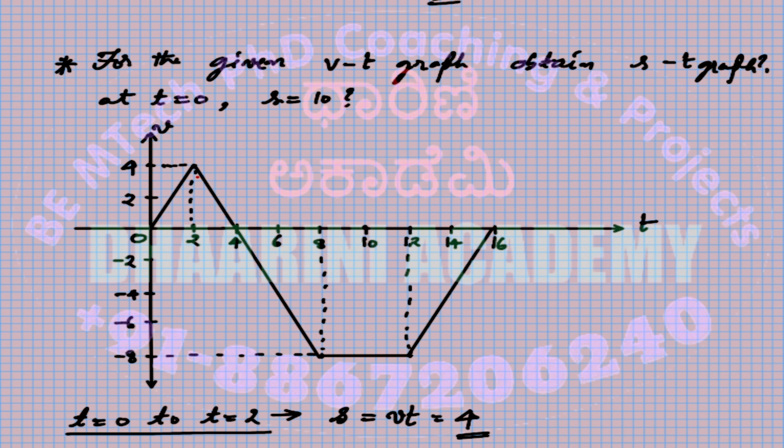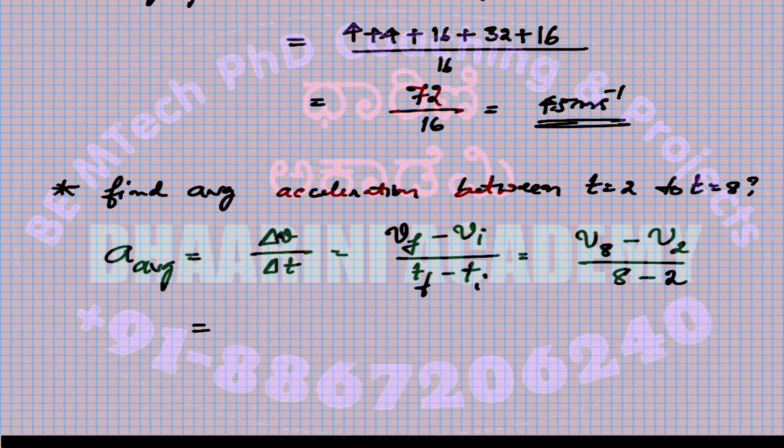Okay, so I'm supposed to make this calculation. At 8, the velocity is minus 8, and at 2, it is 4. Whole divided by 8 minus 2, which is 6. Okay, so this is negative. Minus 12 by 6 is minus 2 meter per second square.